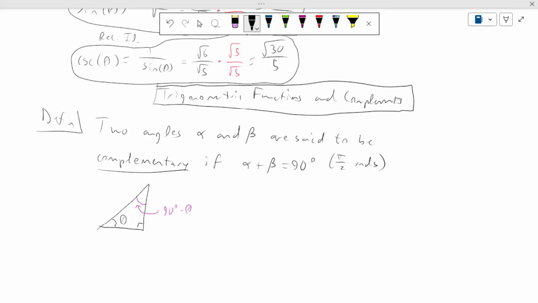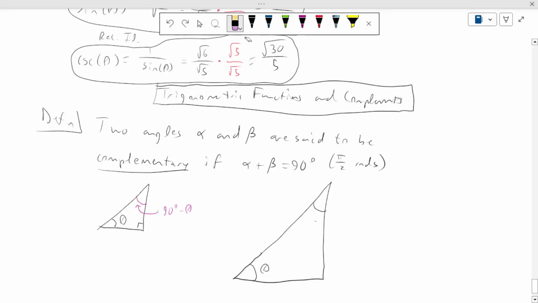So I'm going to look at two different labelings of this triangle. I'll blow it up a little bit and give myself some space. Same triangle. So here's my theta, and here's my 90 degrees minus theta, which I'll do in purple. So in purple over here, we have 90 degrees minus theta.